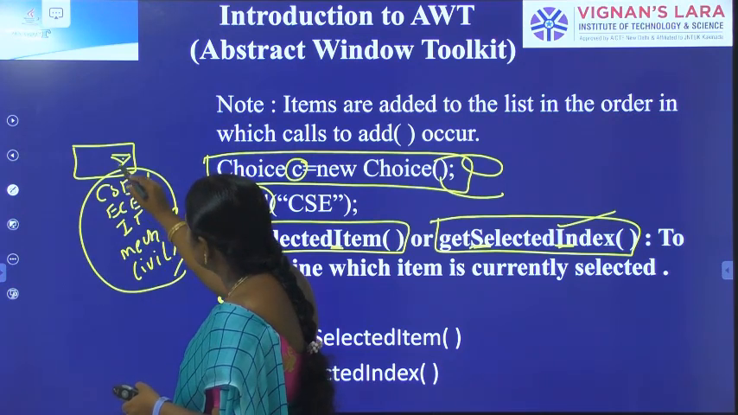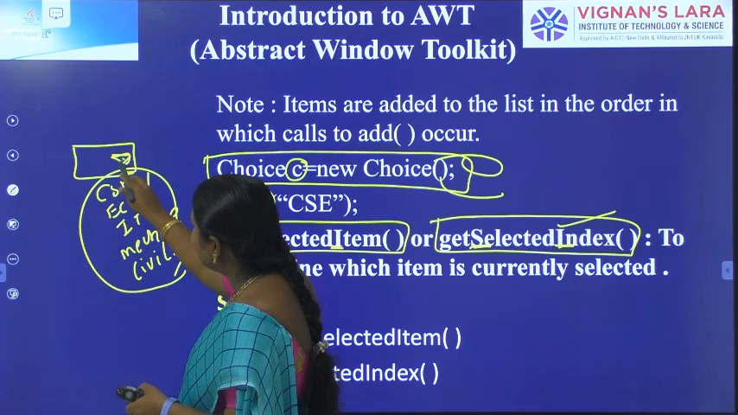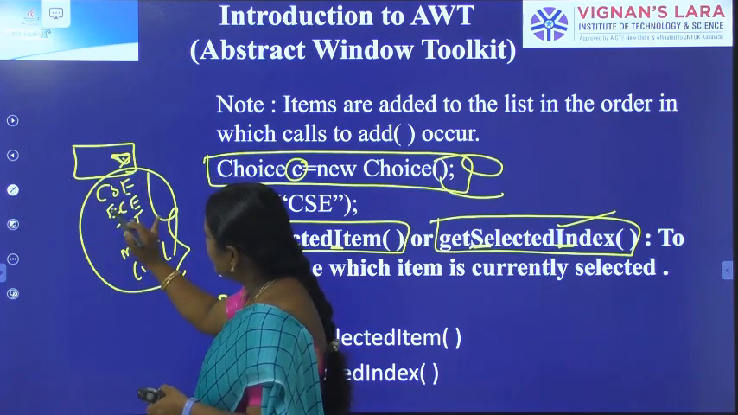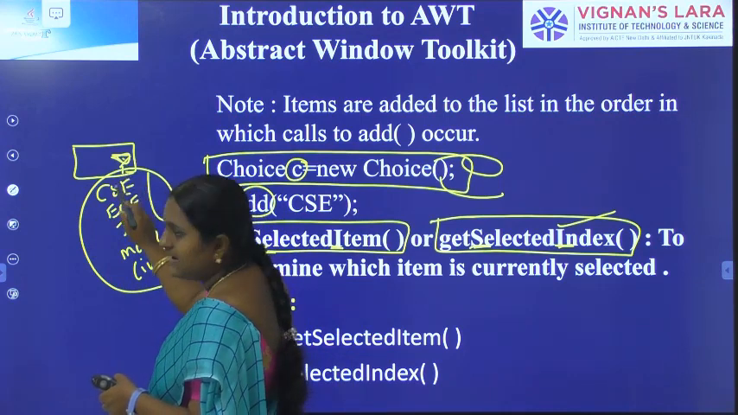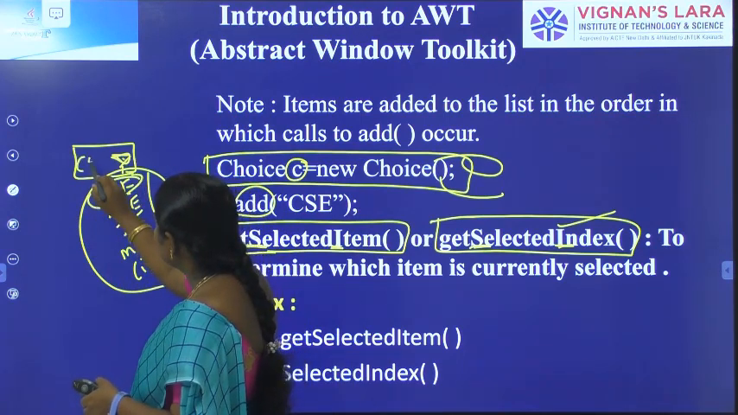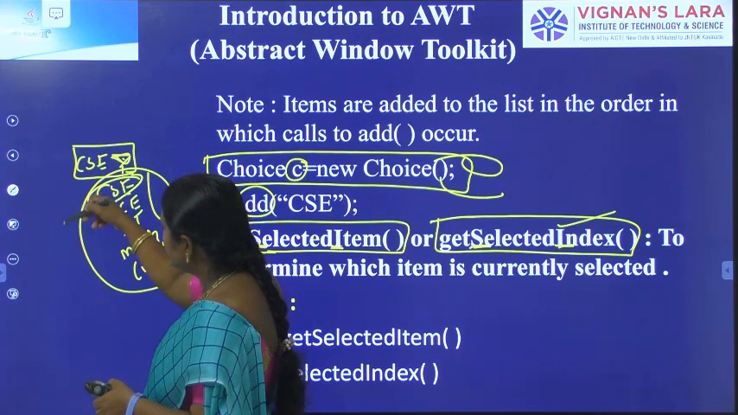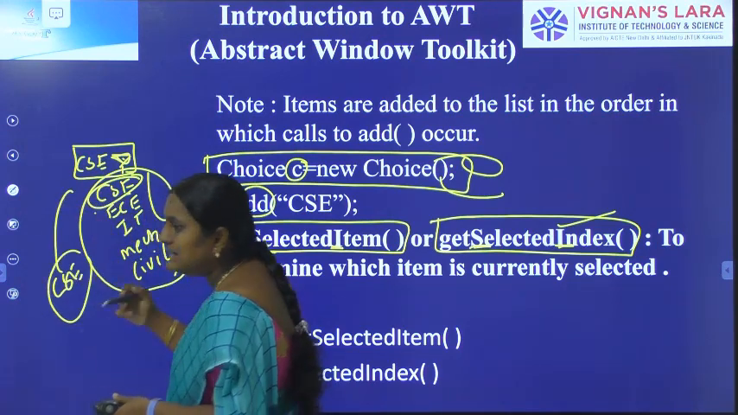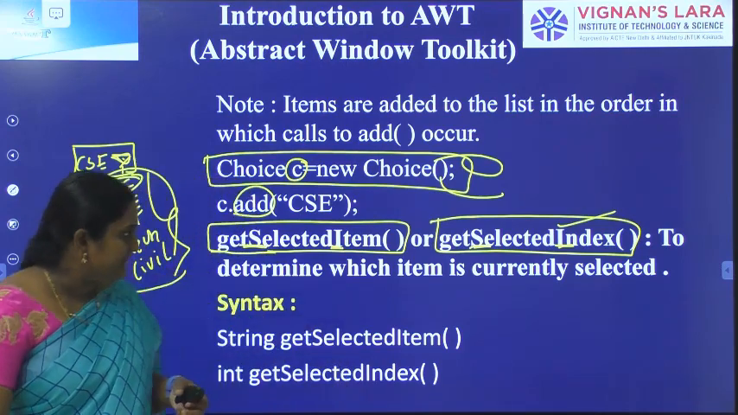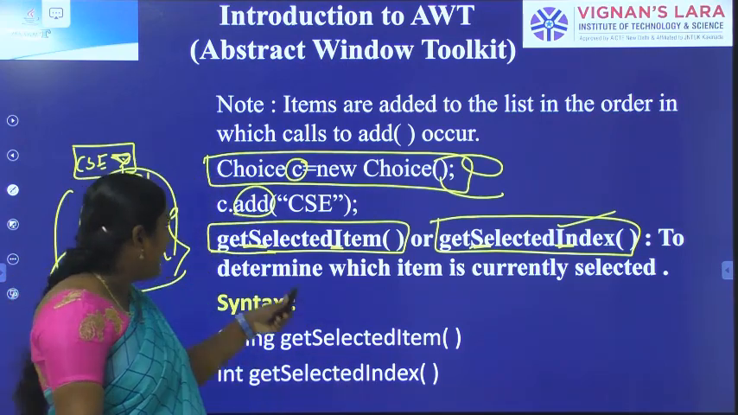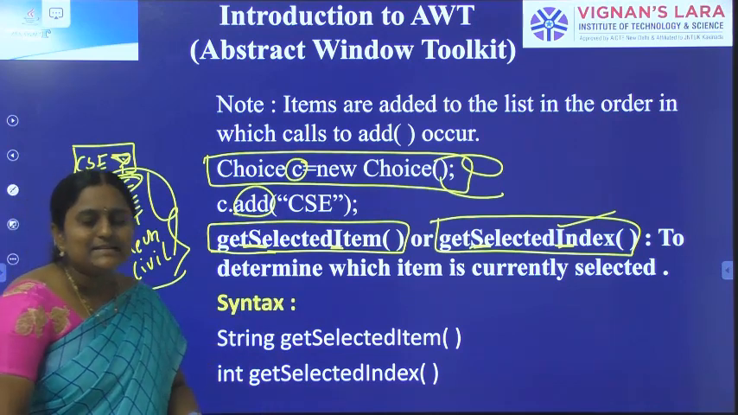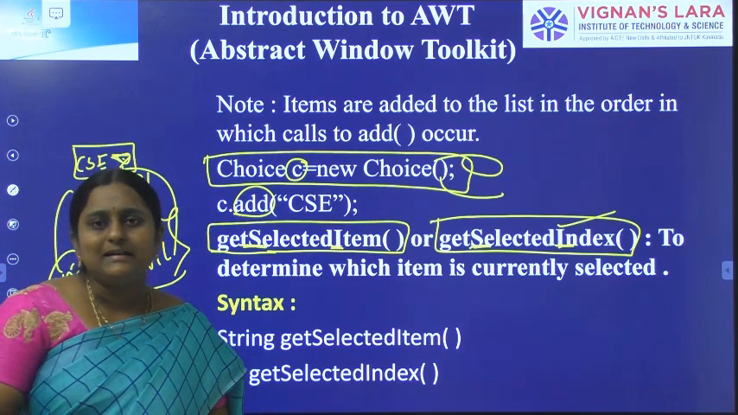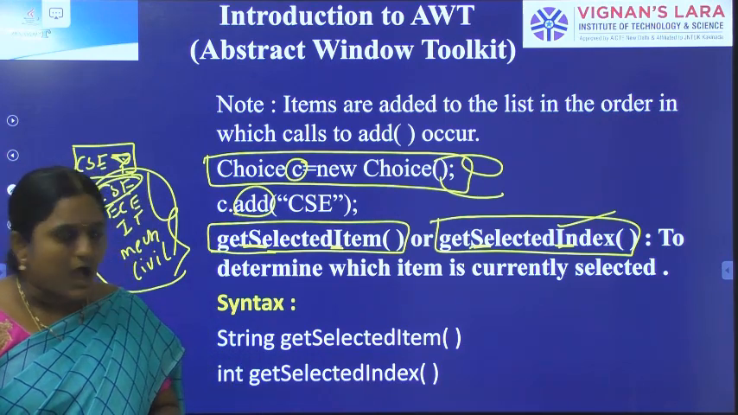Presently, whenever I click this item, one item is visible on the screen. When I scroll down, I am selecting CSE. CSE is visible here, so in the window it will be displayed as CSE. So what is the current item selected? By using which method do you identify it? getSelectedItem. getSelectedItem will help us to retrieve the current item in the choice.